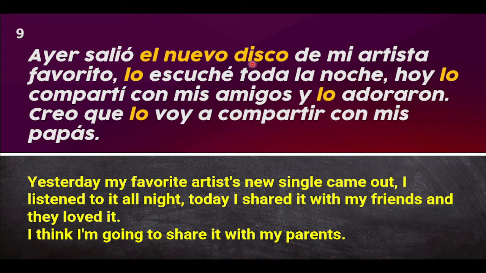Okay, nuevo disco could be a record or a single in Spanish. This will be the thing that we're going to replace. Nuevo disco is masculine, so we're going to replace it with lo. De mi artista favorito. Lo escuché. Why did I put this here before the verb? Because I only have one verb, so that is a rule. I have to put it before the verb. Lo escuché toda la noche. Hoy lo compartí. I shared it with my friends. Why did I put this lo here before the verb and not after the verb? Because I only have one verb, and that is the rule.